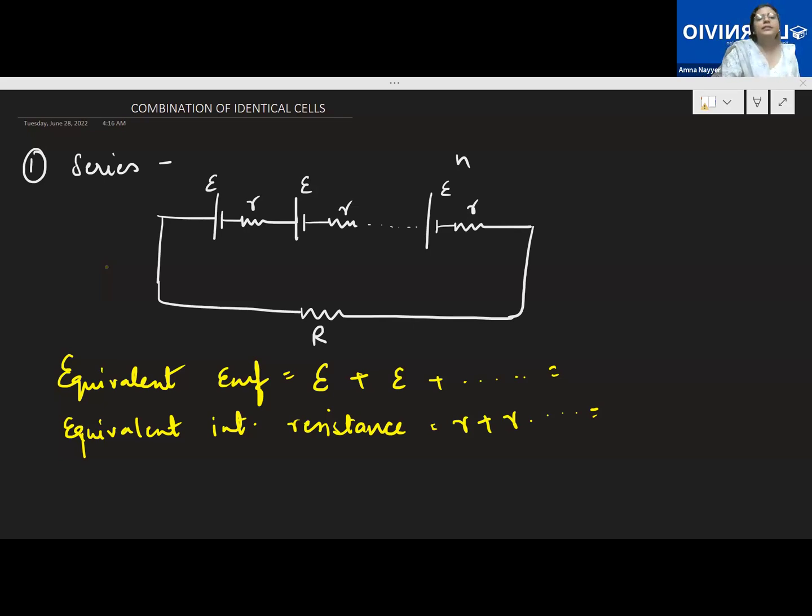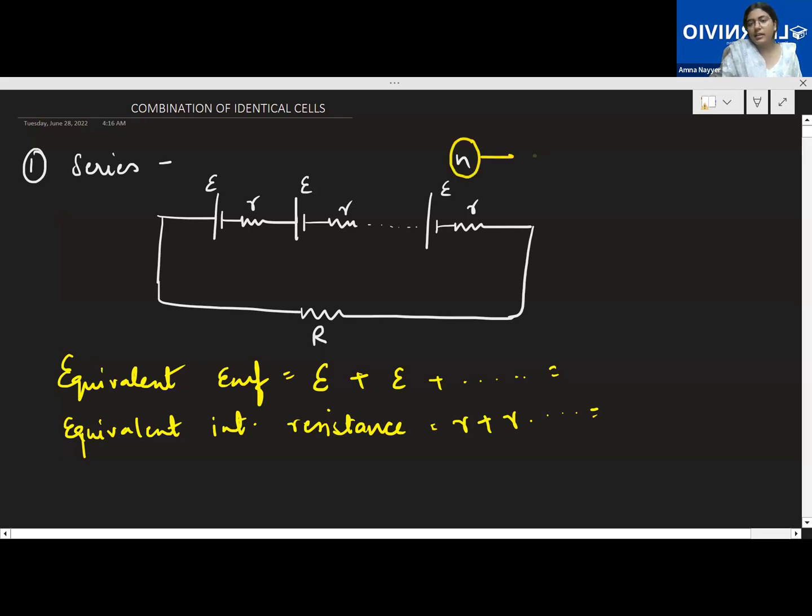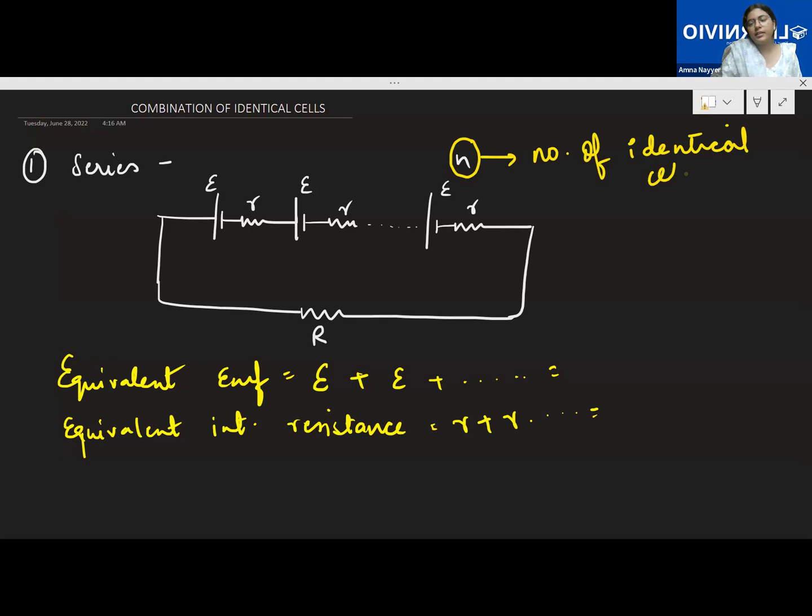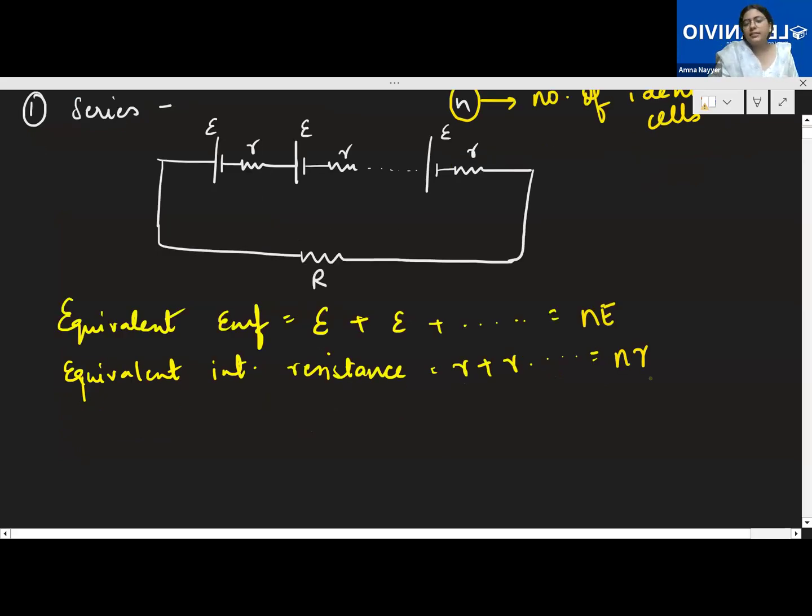Yes, ma'am. Okay. So coming to the series combination, here EMFs will be the same, internal resistance will also be the same. So when you take the equivalent EMF, E plus E plus E plus E like this, let's say n number of cells are identical, okay? N means the number of identical cells. So this will be N times EMF. Similarly, when you add all the internal resistances, it will be N times the internal resistance. All right. So NE is there, Nr is there.